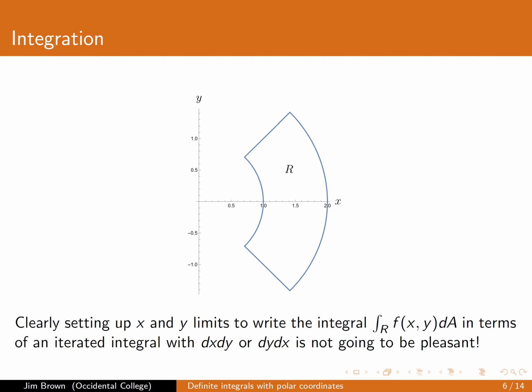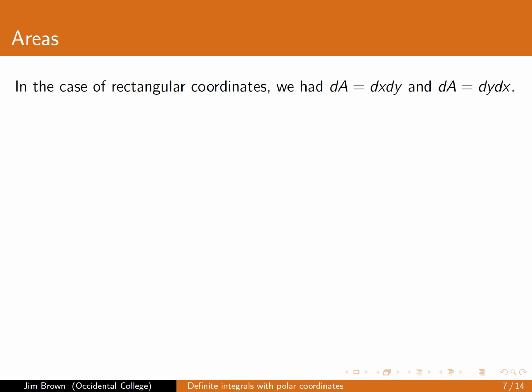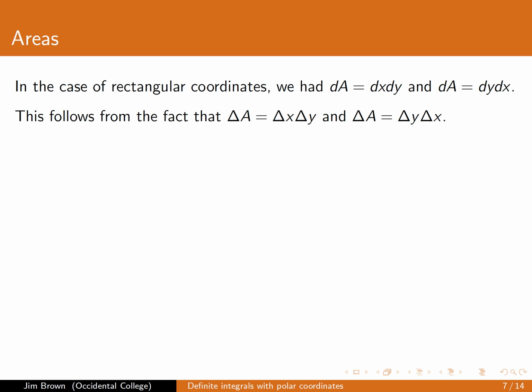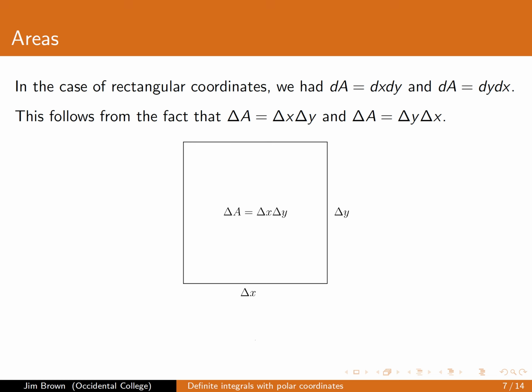So this is what we just went through. It's not going to be pleasant to set those limits up, so we'd like to do this with polar coordinates. Now, in the case of rectangular coordinates, when we were setting up our definite integrals, remember our dA, our little incremental area, was either dx dy or dy dx. The reason for that was that if we took delta A, some small amount of area, we could write that as delta x delta y or delta y delta x. Just think of a little rectangle: it's the width times the height. So delta A is exactly delta x delta y.